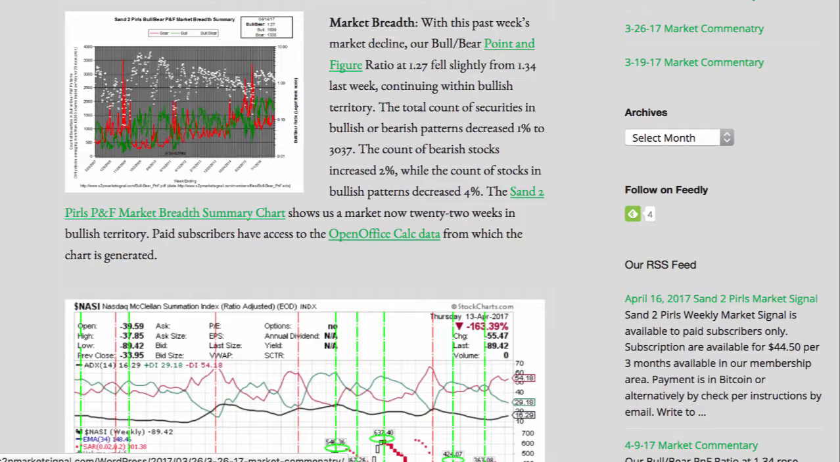The total count of securities in bullish or bearish patterns decreased 1% to 3,037. The count of bearish stocks increased 2%, while the count of stocks in bullish patterns decreased 4%. The Pirls PNF Market Breadth Summary chart shows us a market now 22 weeks in bullish territory.